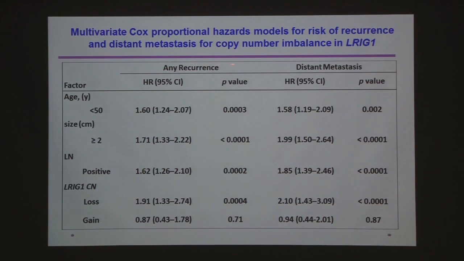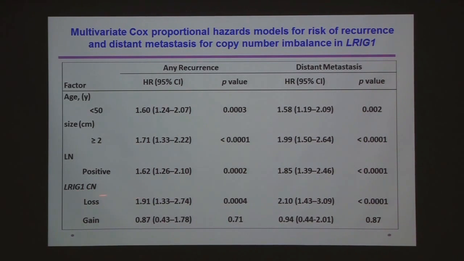Just looking at the data, we separated it by any recurrence or whether they had a distant metastasis. What was significant was if the woman was less than 50, and we know from the clinical characteristics when we see breast cancer patients that their risk is actually higher, and we showed that in our group with the clinical data. Tumor size, we always expect that if their tumor size is larger, their risk of recurrence is also greater, and we see this in our data. And then again, if their lymph nodes are positive. So these are the variables without incorporating the LRIG copy number.